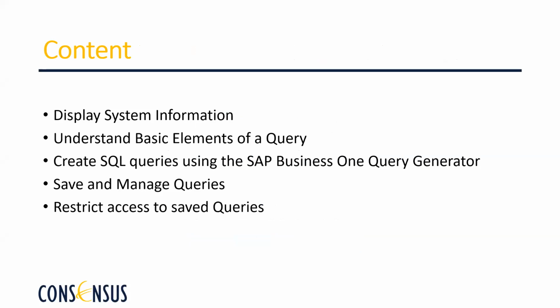Display system information for all fields. In other words, where is the information stored in the database so that you can access it or reference it in the queries. We're going to touch on understanding the basic elements of a query for those of you who are not familiar with this type of query. We're going to create SQL queries using the SAP Business One Query Generator, and we're going to save and manage queries for future use. Finally, we're going to show you how to restrict access to saved queries.